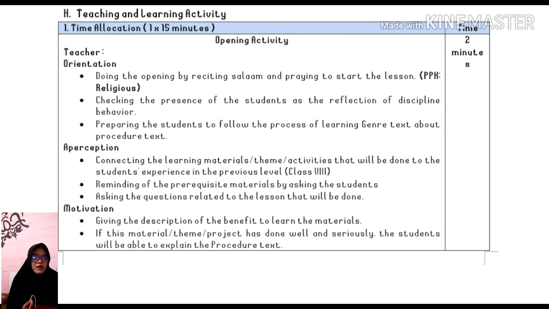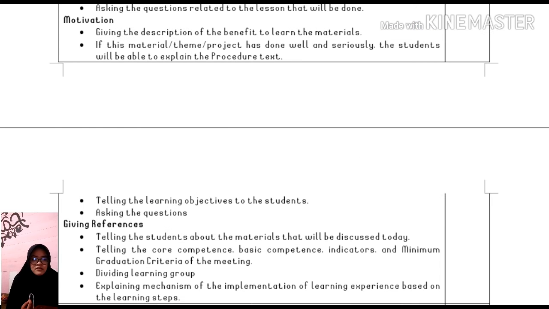And then, about motivation. Here, the motivations are, the first, giving the description of the benefit to learn the materials. So, if this material or the project has been done well and seriously, the students will be able to explain the procedure text. So, telling the learning objectives to the students. And the last, asking the question.